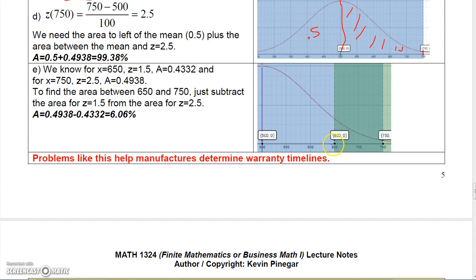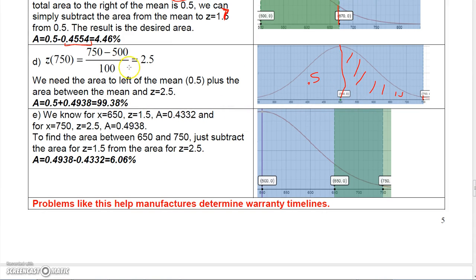So I'm going to look up the area between the mean and 750. 750 corresponds to 2.5, and when I looked up 2.5 in the table, it told me that area was 0.4938. So the area between the mean and 750 is 0.4938, but I want everything to the left of 750, so I have to add in this 0.5 area. When I add that together, I get 0.9938, or 99.38%.